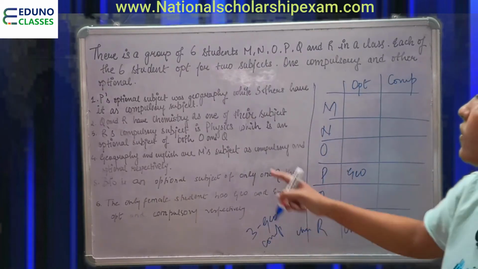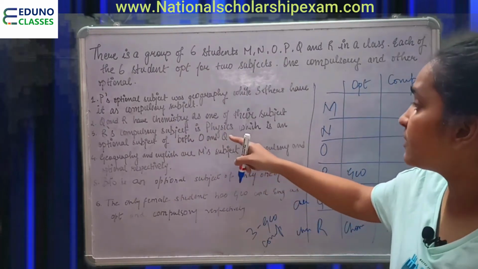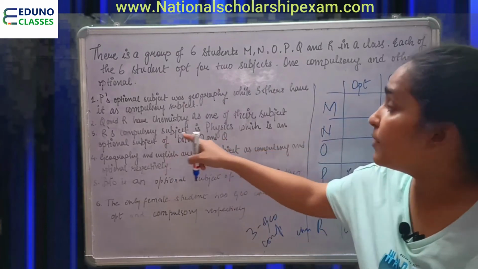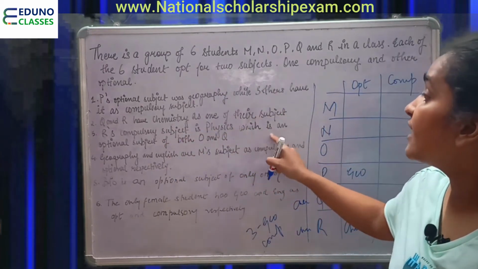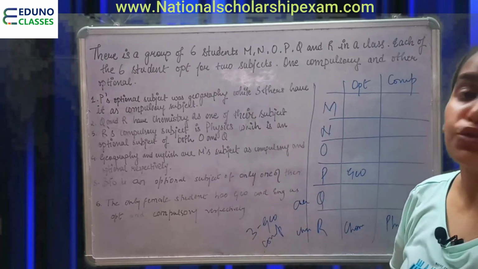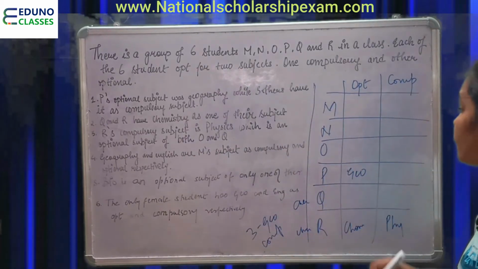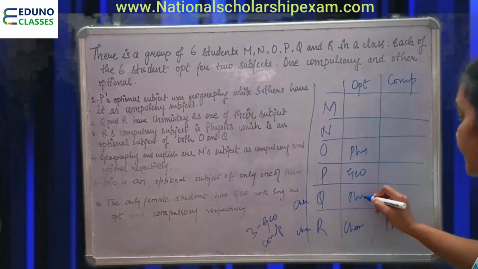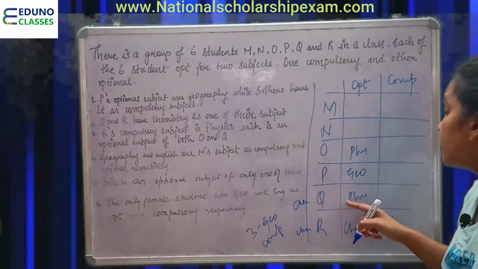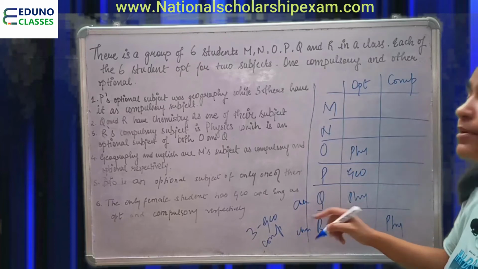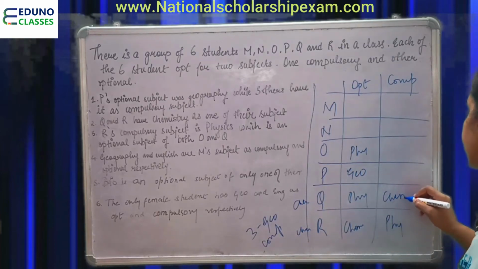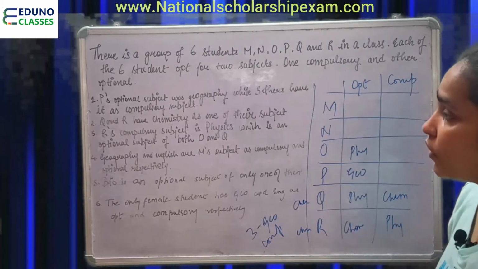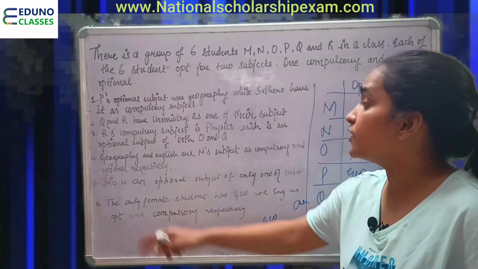So now next part of this same specification, R's compulsory subject is physics, which is an optional subject of both O and Q. So optional subject of O and Q is physics. Now if you see Q's optional subject is physics, so chemistry will become its compulsory subject. Now let us move on to the fourth specification.